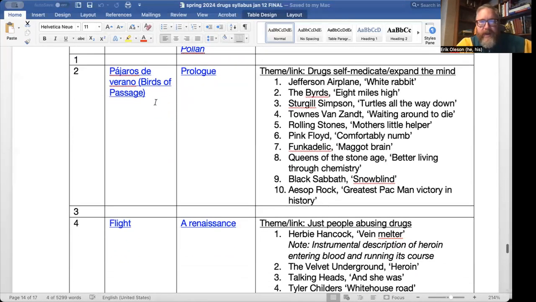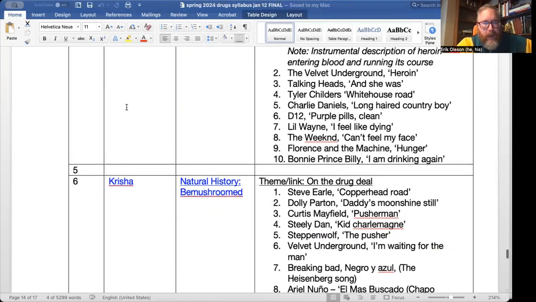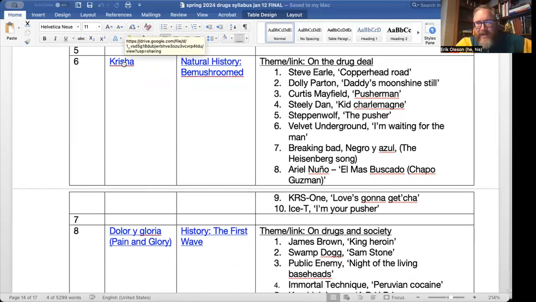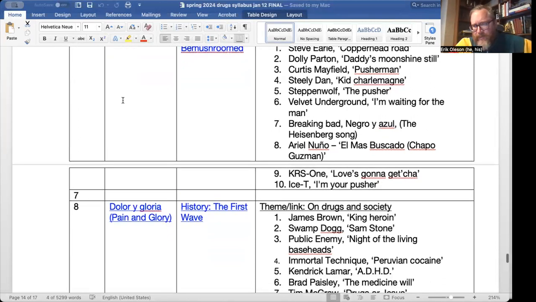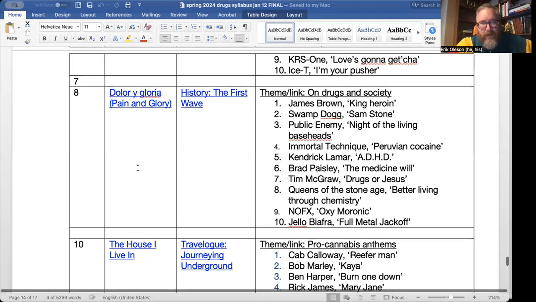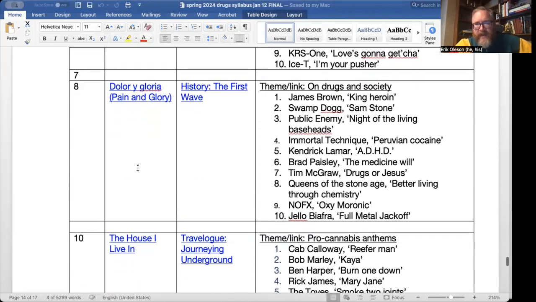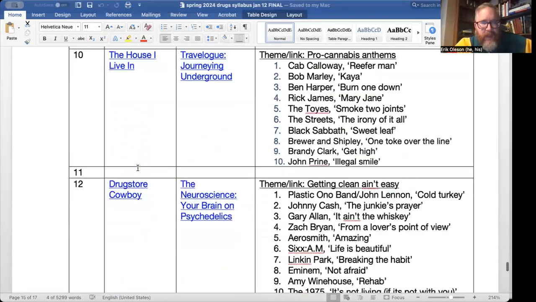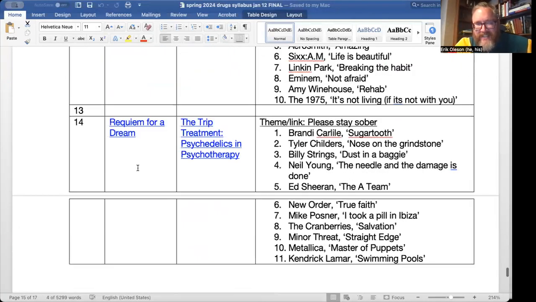For the movie club, I created 7 movies here for you. Birds of Passage, Flight, a Denzel film, Krisha, which is sort of I think a portrayal of how drug addiction might intersect with family interactions. Pain and Glory or Dolor y Gloria. That and Birds of Passage are both in Spanish, but I've created English subtitles that are built into the recordings. The House I Live In is a good one. Drugstore Cowboy and Requiem for a Dream are 2 classics.